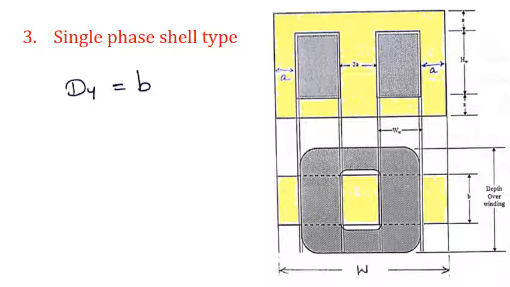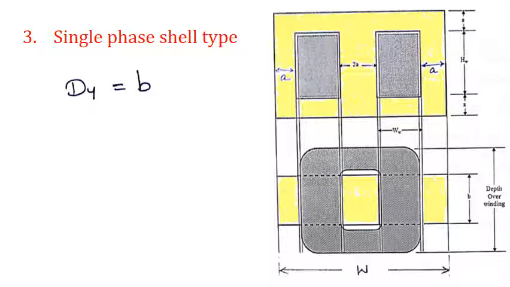Before discussing the dimensions, let's understand the structure of a shell type transformer. The shell type transformer will have three limbs: two side limbs, one and two, and one central limb. The side limbs will have a lesser cross-sectional area compared to the central limb. Normally we take the central limb as having double the width of the side limbs. That means if the side limb has a width A, then the central limb will have a width 2A. So let's discuss the dimensions.